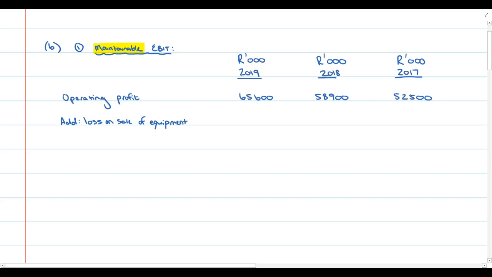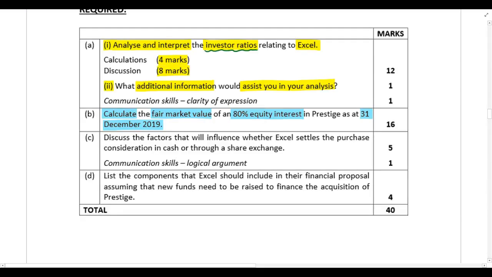All right, and you didn't have to give any reasons. If you go back to the required over here, we only need to calculate the fair market value. You don't need to give reasons for why you're including things in the valuation and why you're not including things in the valuation, etc. Please make sure that you always read the required very carefully, just in case you need to give reasons for all of the adjustments that you process.